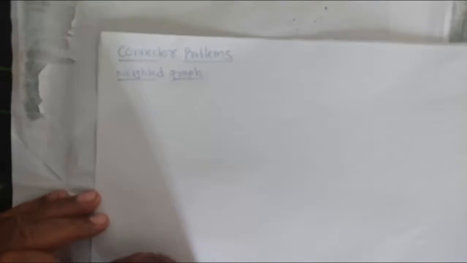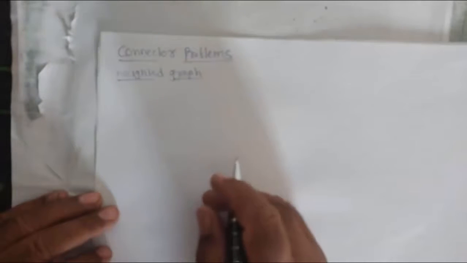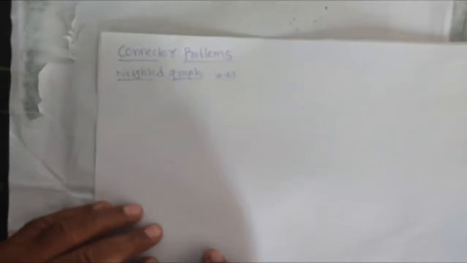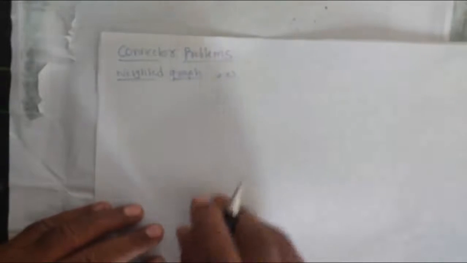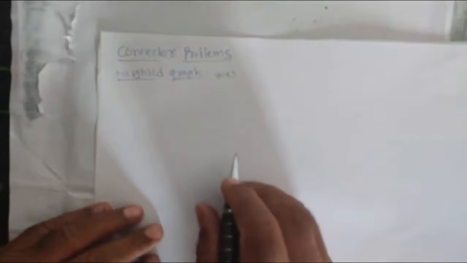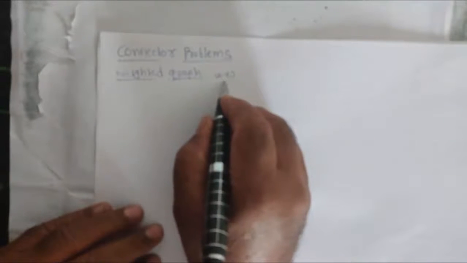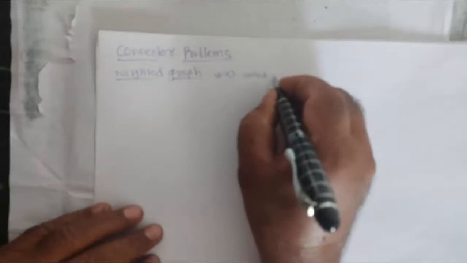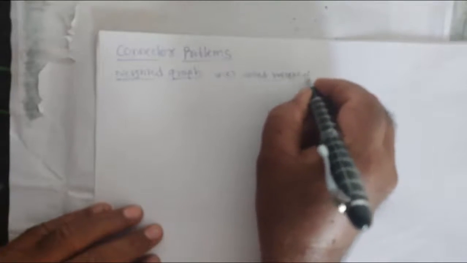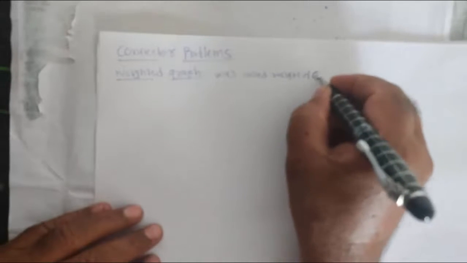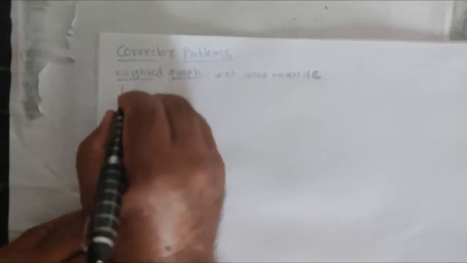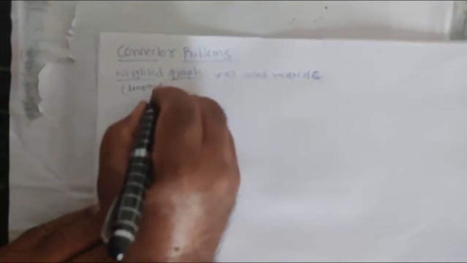A weighted graph is a graph G in which each edge E has been assigned a real number W of E, called the weight of E. It is also called the length of E.